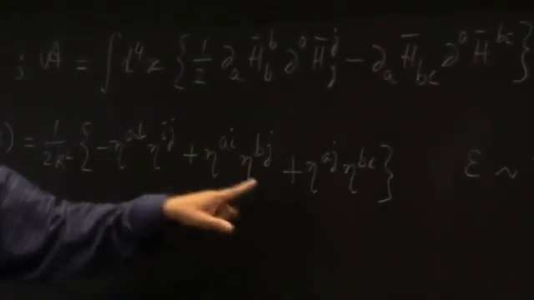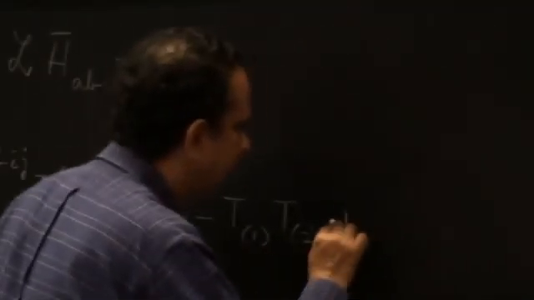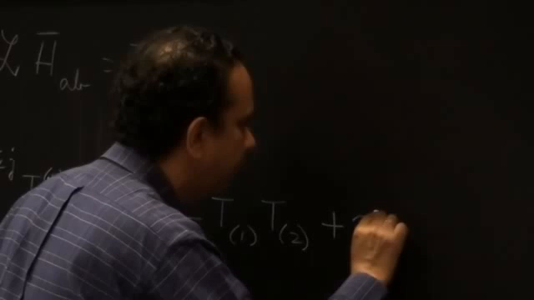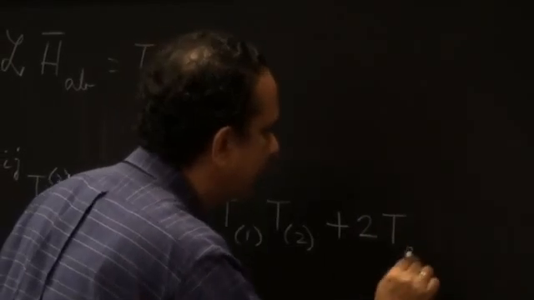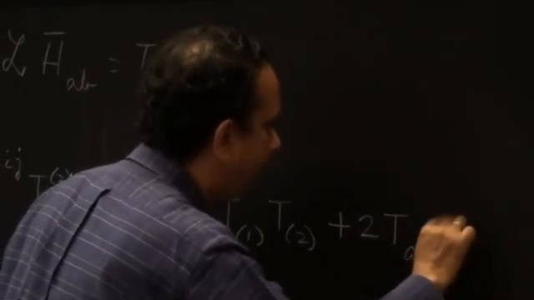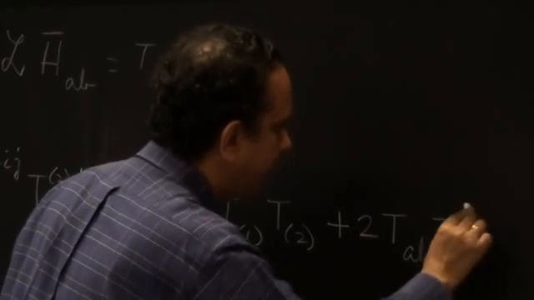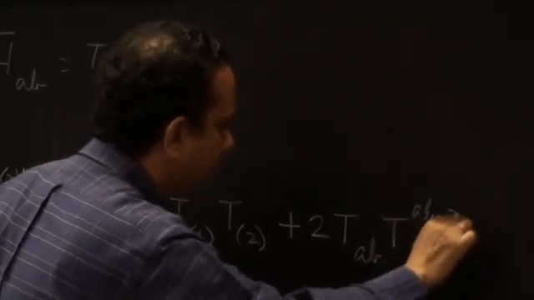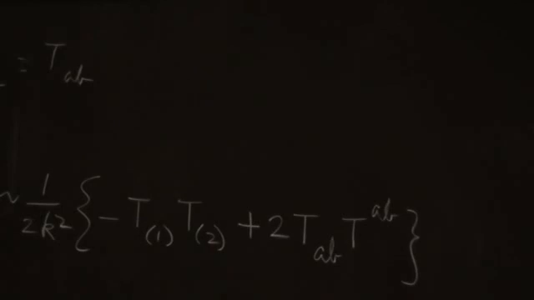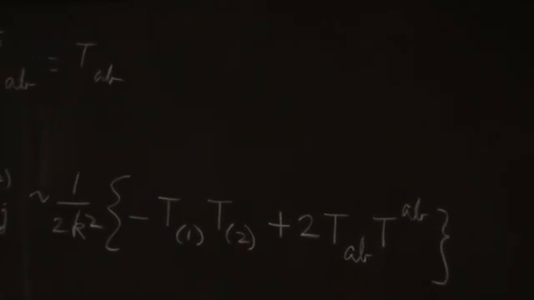Now you can easily see that they are going to give me the same contribution. So you will end up getting plus 2 times T_AB T_AB, assuming I got everything right.